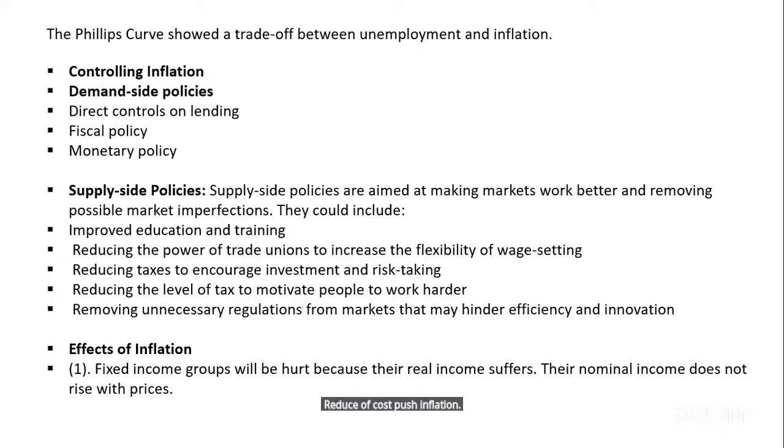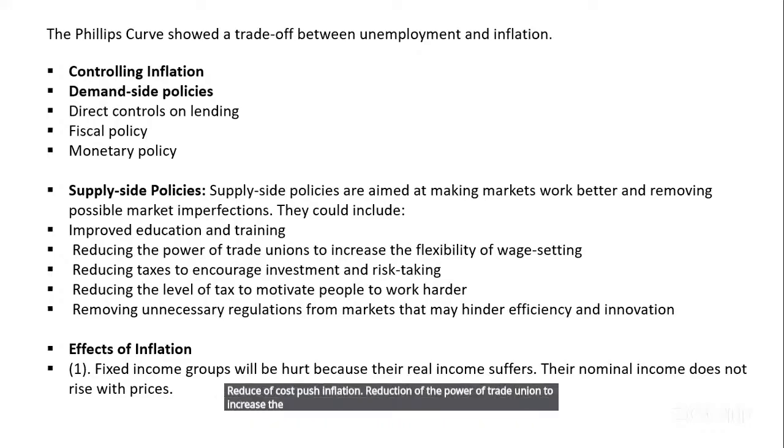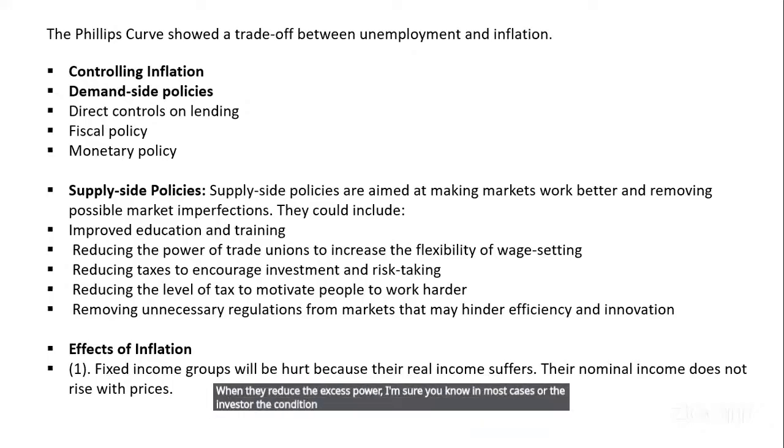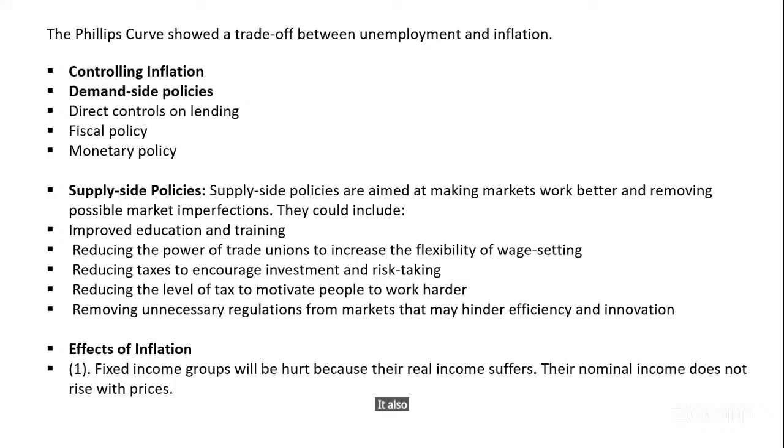Reduction of the power of trade unions to increase the flexibility of wage setting. When they reduce the excess power of trade unions, in most cases by giving investors a condition on the minimum wage rate to pay, it can also reduce inflation and control it to a minimal level. Reduction of tax to encourage investment and risk-taking.